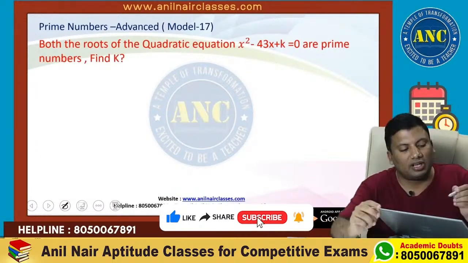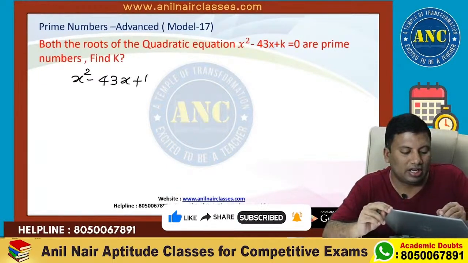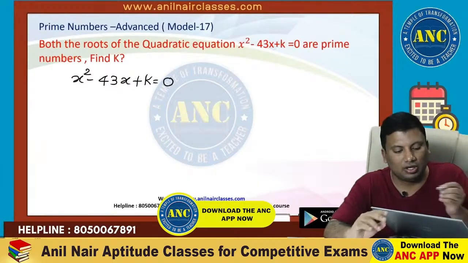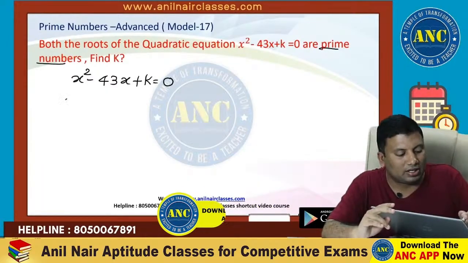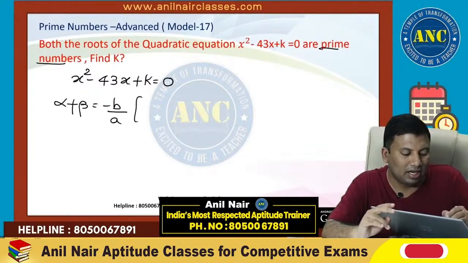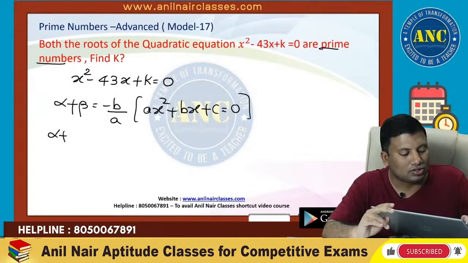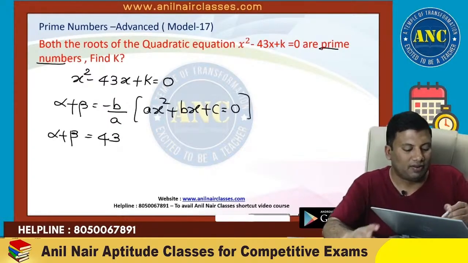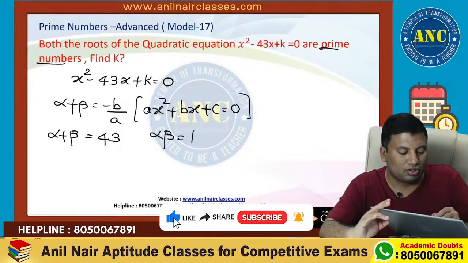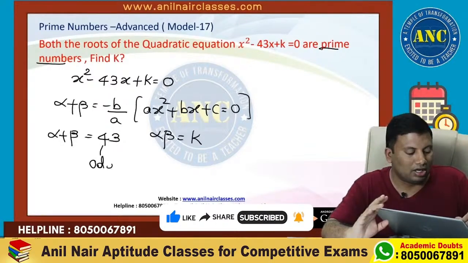Both the roots of the quadratic equation x square minus 43x plus k equal to 0 are prime numbers. The sum of the roots is given by minus b by a, for the quadratic expression ax square plus bx plus c equal to 0. So alpha plus beta is minus of minus 43. And the product of the roots is c by a, which is k. 43 is an odd number.